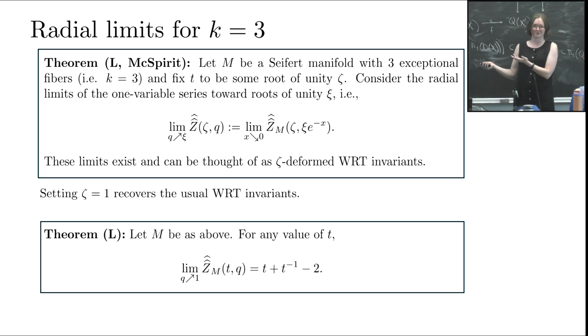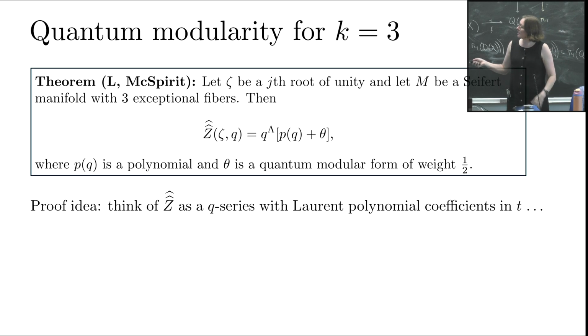Like all the Seifert manifolds are going to have the same invariant for the same T. So it's not that exciting in terms of detection or anything, but it's informative to me because it gives me a glimpse of how the T variable can affect things. So now I'll talk about quantum modularity for k equal to 3.